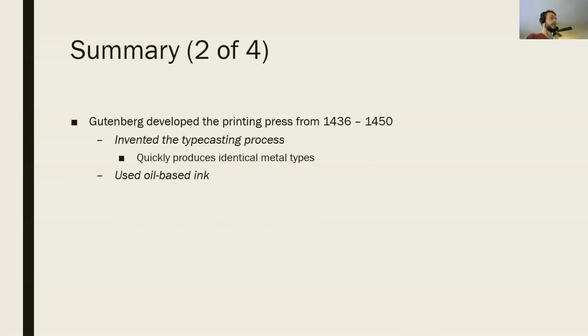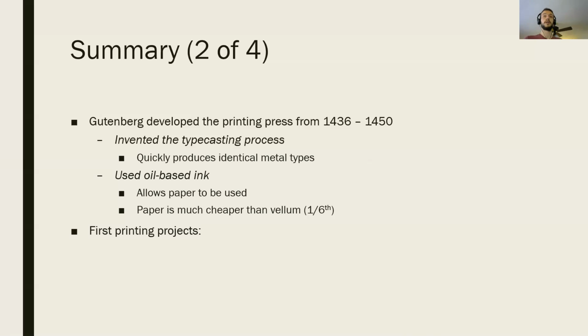Another major advancement of his was the usage of oil-based ink. Using oil-based ink made it possible to use paper as a printing medium, and paper is much cheaper than the previously popular vellum made from animal skins. That made printing much cheaper and much easier to do on a larger scale. We talked about Gutenberg's first printing projects, which included the 42-line Bible, a very well-renowned copy of the Bible, and also the printing of indulgences. And we saw how critical a role these indulgences played in the Protestant Reformation.